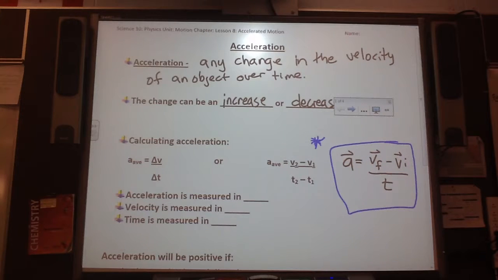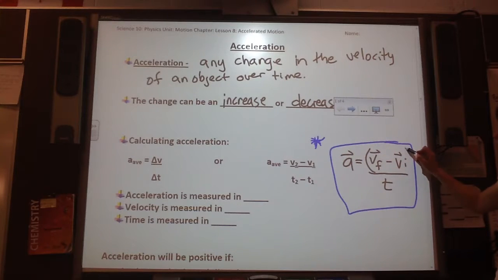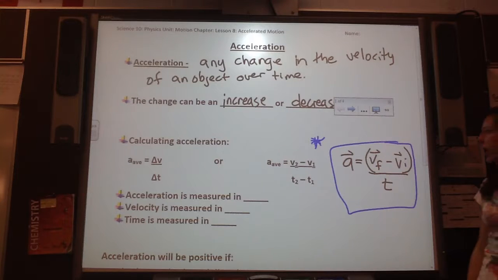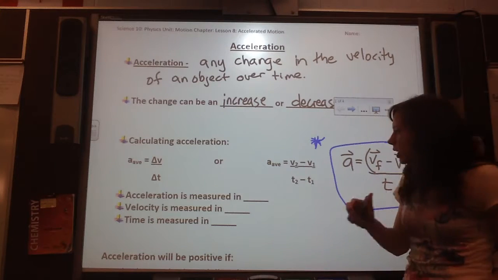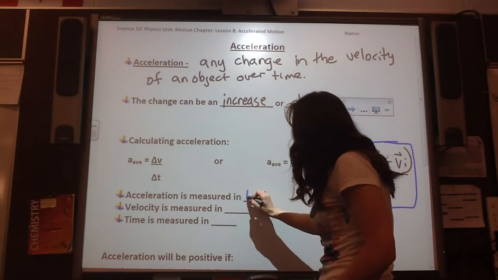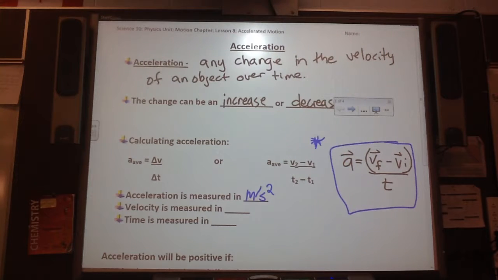Now when you're rearranging this formula, you need to make sure the vf and the vi stay together. You can't just start to move the vi without first dealing with the time, and I'll show you that in a bit. So acceleration is measured in meters per second squared. It tells that to you as well on your formula sheet.